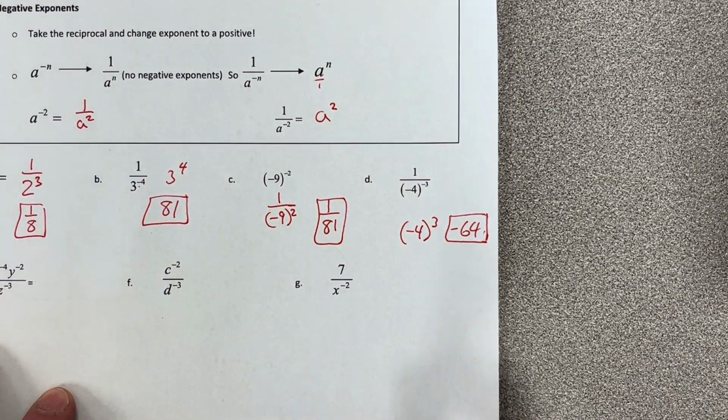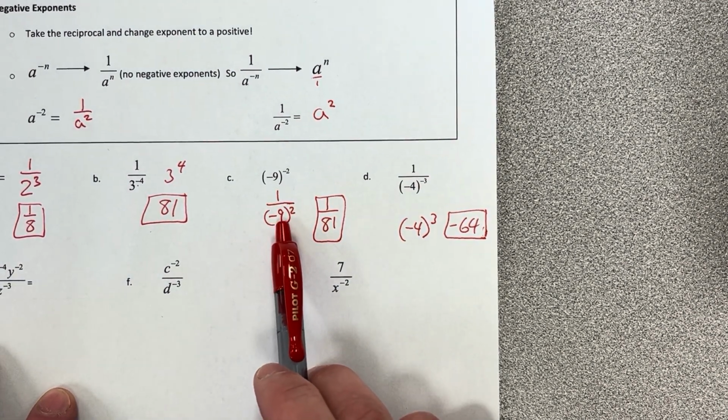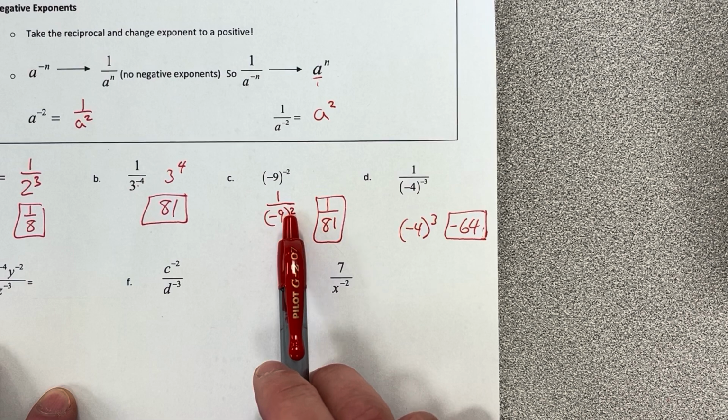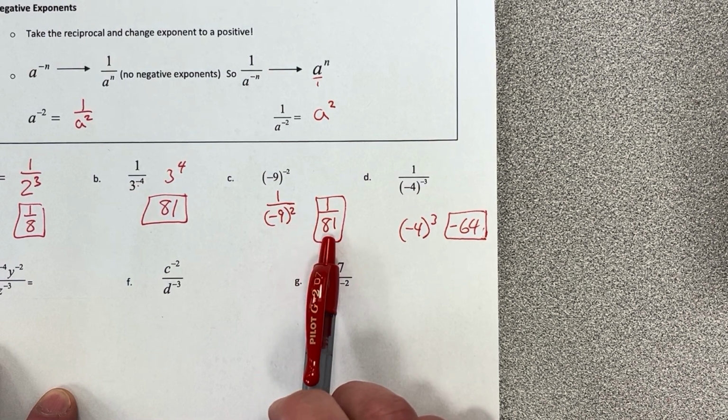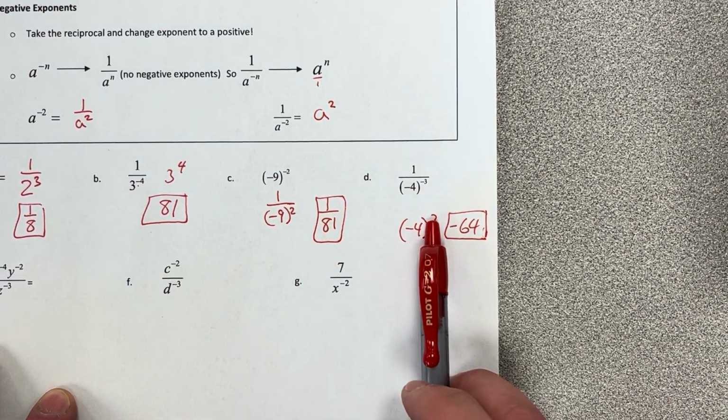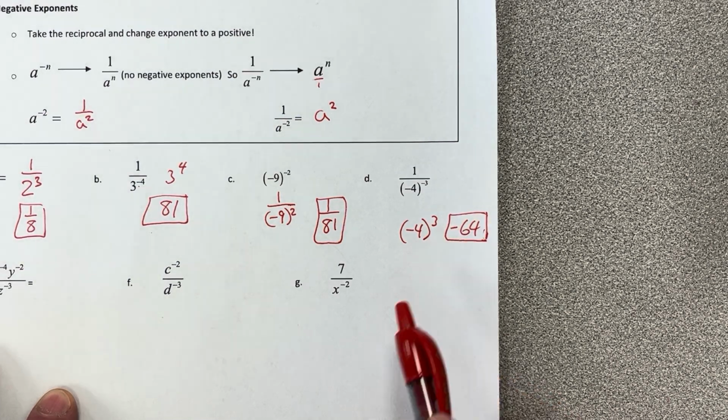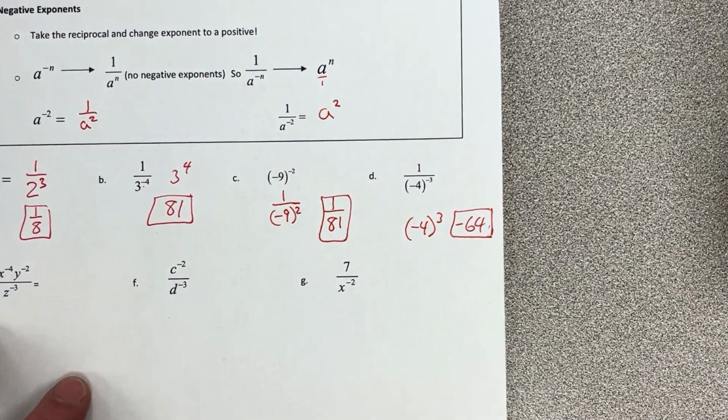All right. So, class, something interesting I should point out. When you raise a negative number to an even power, it's always going to be positive. When you raise a negative number to an odd power, it's always going to be negative. It's kind of a cool thing to check yourself.